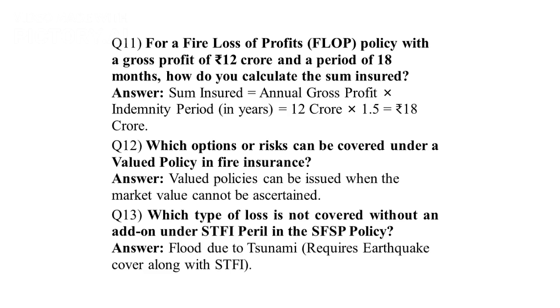Q12, which options or risks can be covered under a valued policy in fire insurance? Answer, when the market value cannot be ascertained. Q13, which type of loss is not covered without an add-on under STFI peril in the SFSP policy? Answer, flood due to tsunami.